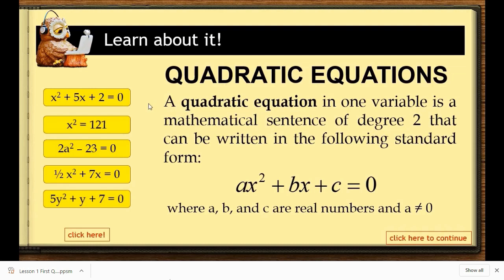In the first example, we can see that the variable used is x and the highest exponent is 2. And in the second example, the highest exponent is also 2. In the third example, the variable used is a, but as you can see, the highest exponent is still 2, as well as the fourth and the fifth examples.